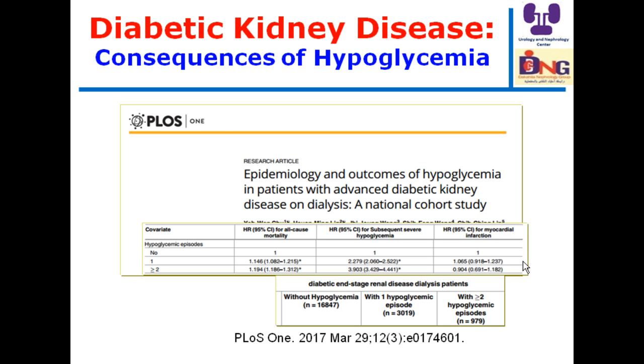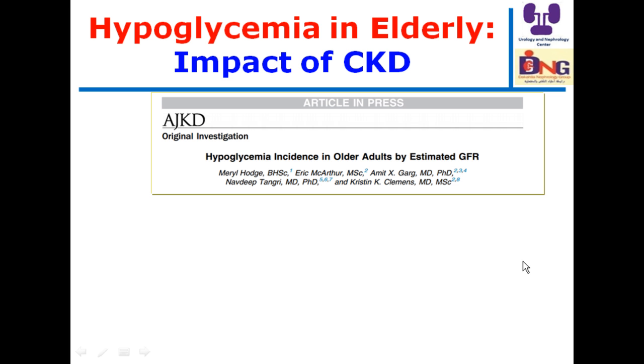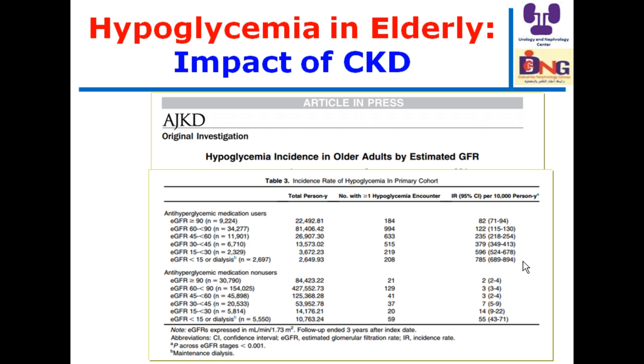Even in the more at-risk persons, in elderly persons, hypoglycemia is very prominent. Here, if you look, with anti-hyperglycemic therapy, if estimated GFR is preserved, the incidence of hypoglycemia per 10,000 is minimal. But if estimated GFR is drastically reduced, there is a tenfold or more increase in the incidence rate of hypoglycemia. Even striking news: even if the patient doesn't receive anti-hyperglycemic therapy and estimated GFR is very low, there is a risk of hypoglycemia.